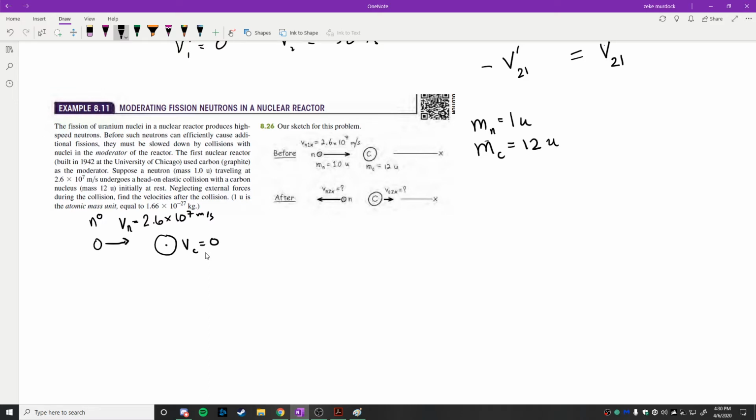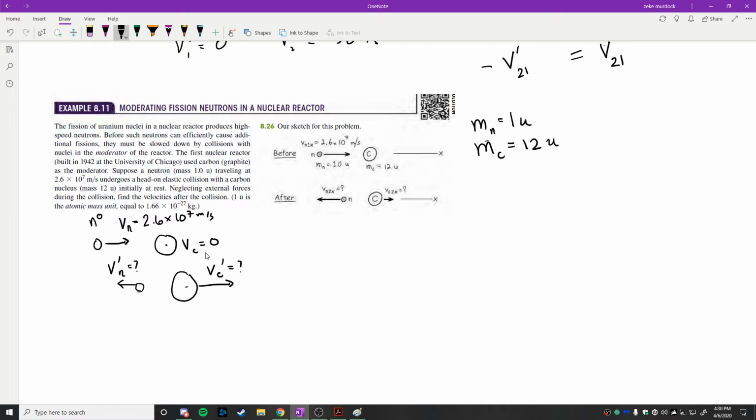After the collision, it looks like the neutron bounces off of the carbon atom. So the neutron is going to be going back this direction with some velocity that's going to be Vn, and we don't really know what that is. In addition, our other object is going to be moving to the right with some velocity that we'll call Vc prime. In fact, we should call this Vn prime too. And our goal is to calculate what these are.